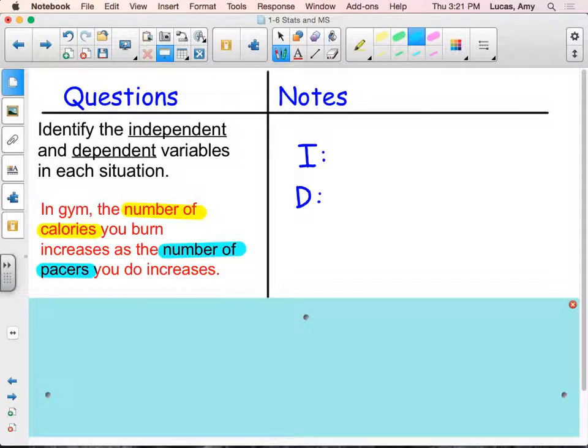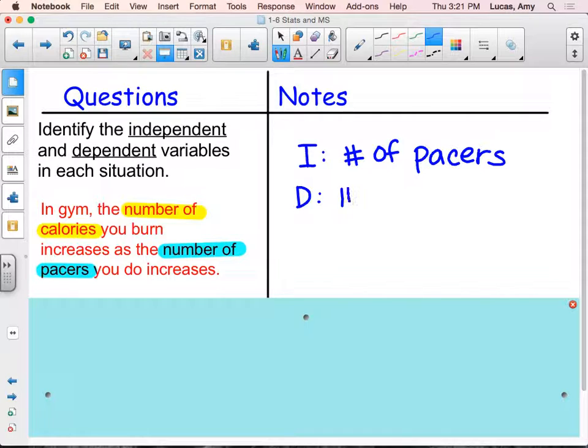So what happens first? What do you do first? Do you burn the calories first, or do you run the pacers first? Well, obviously, you have to run the pacers. So the independent variable is the number of pacers you do. You get to determine, or your body gets to determine, the number of pacers that you're able to do. Then the dependent variable is the number of calories you burn, because the number of calories depends on how many pacers you do. The more pacers you do, the more calories you're going to burn. So the number of calories burned is dependent on the number of pacers.